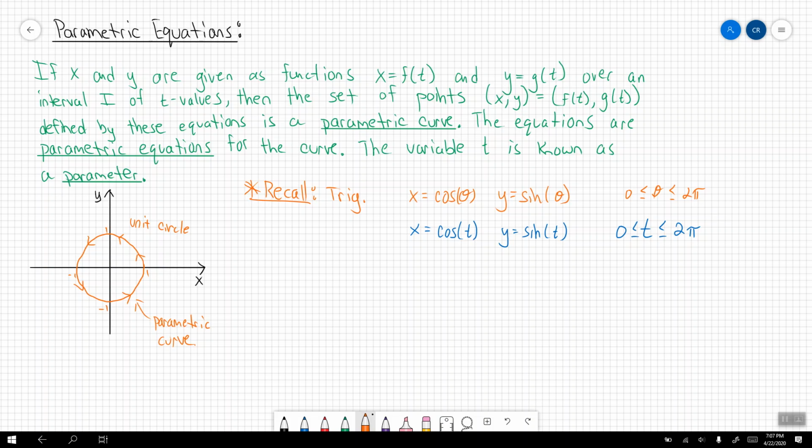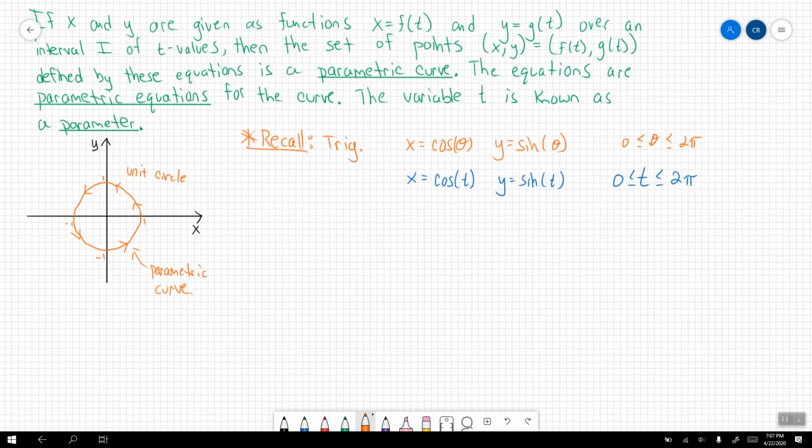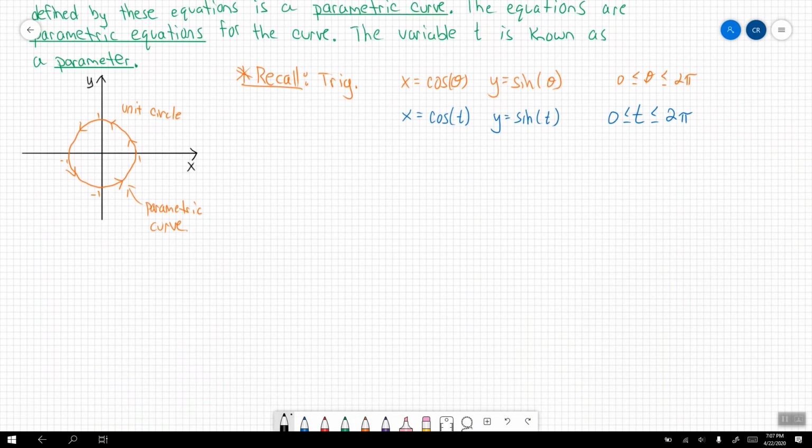So this is what we're working with in this particular section, except they're going to get a little bit more fun. Now, let's look at one example here.